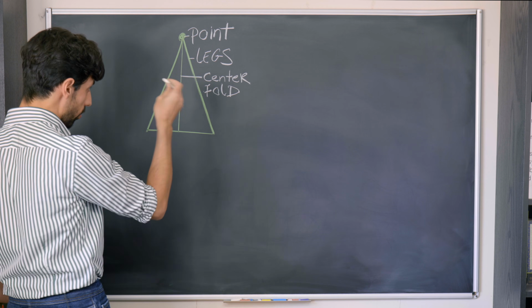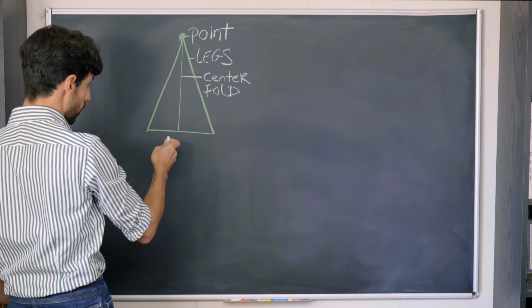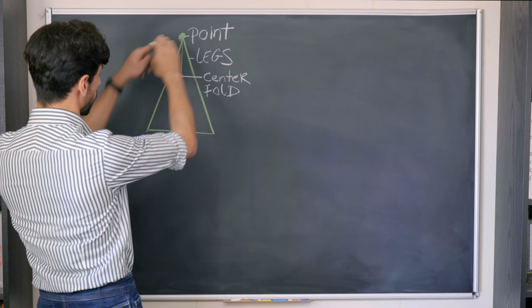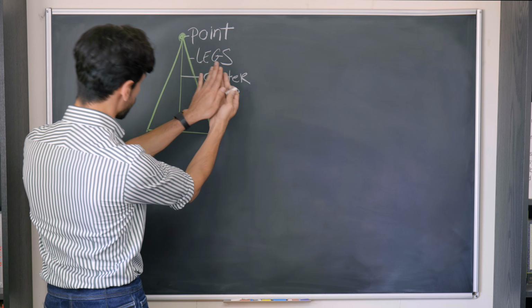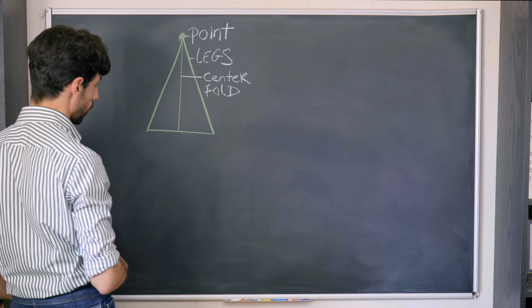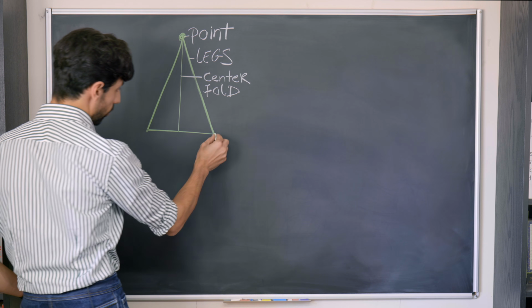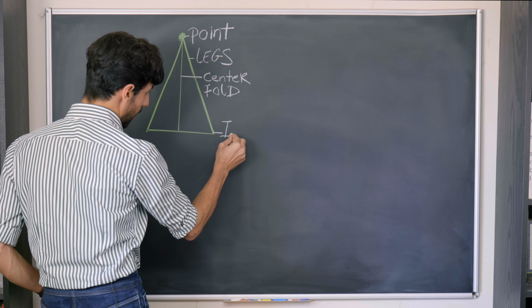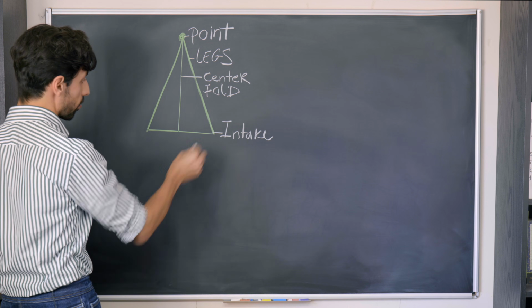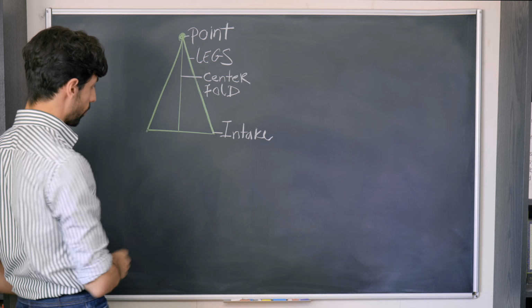The reason why it's called the fold line is because this represents half of either side of our fold. So if we have a material and we fold this up, that line falls right on the fold of the material. And here at the bottom, we have what we call the intake line. This refers to the amount of material that is taken in.